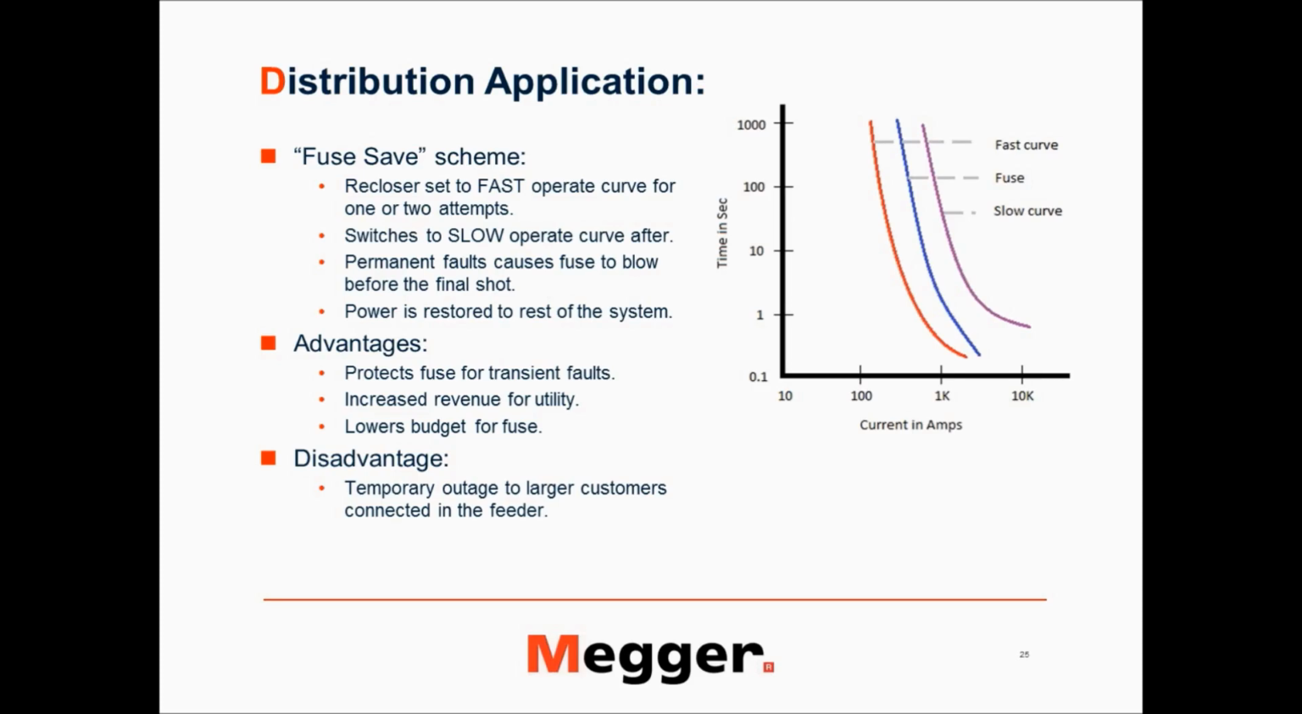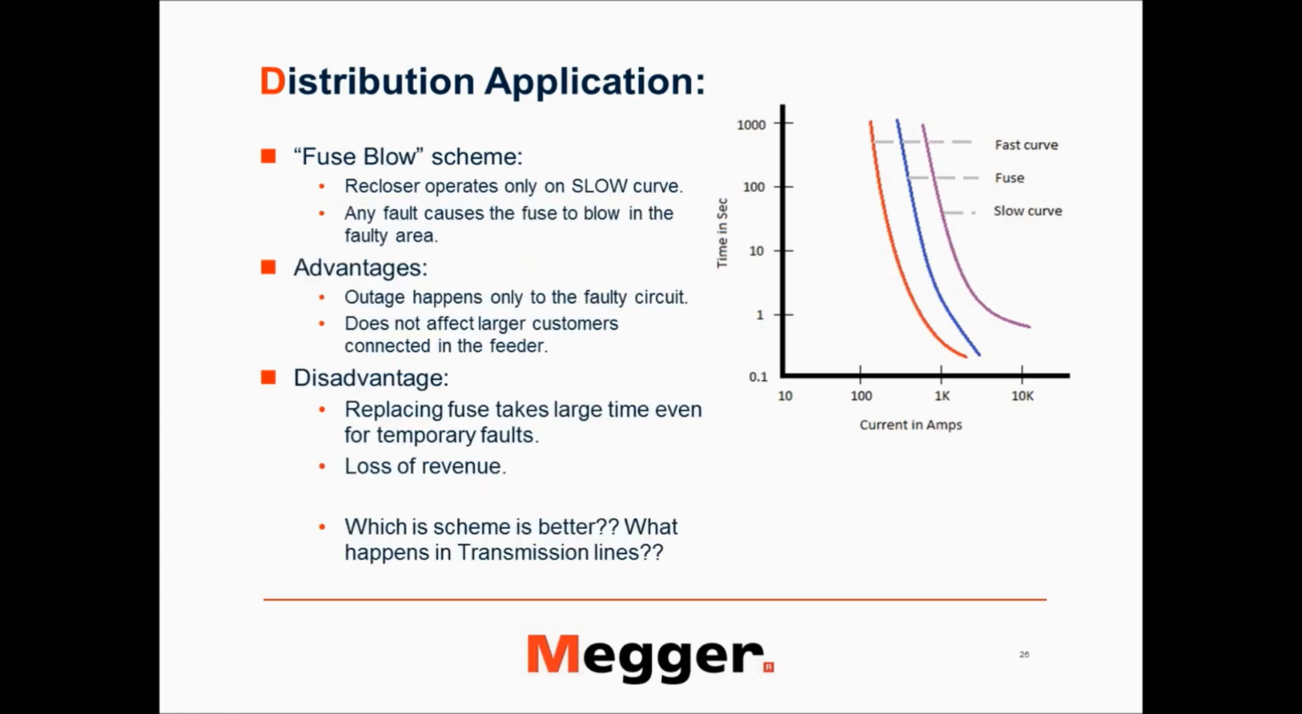But the disadvantage is the temporary outages to the larger customers connected in the feeder. So what this means is when you're feeding larger customers, the transient faults cause temporary outages as well. So that will be a disadvantage of using the fuse save scheme.